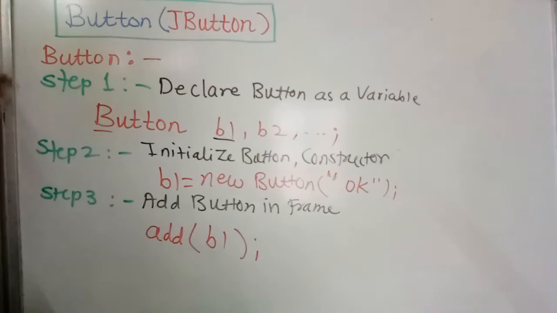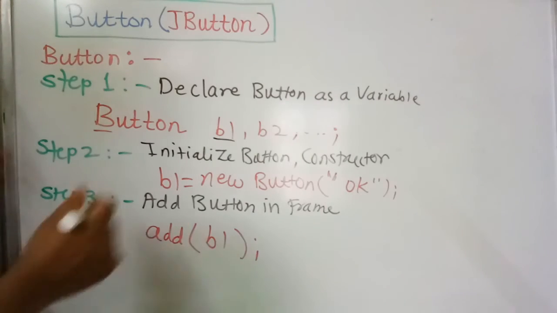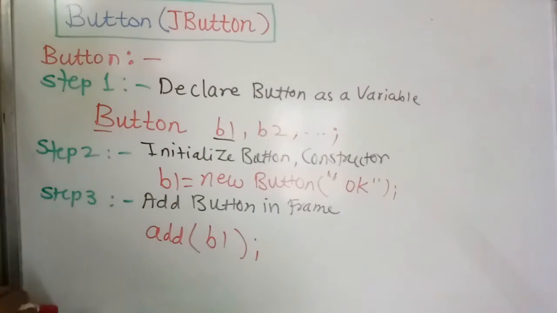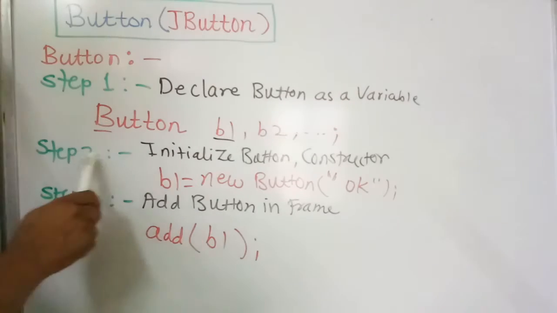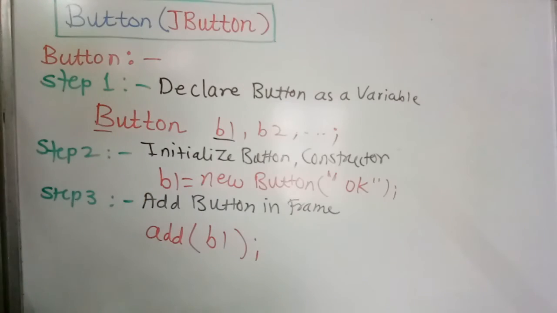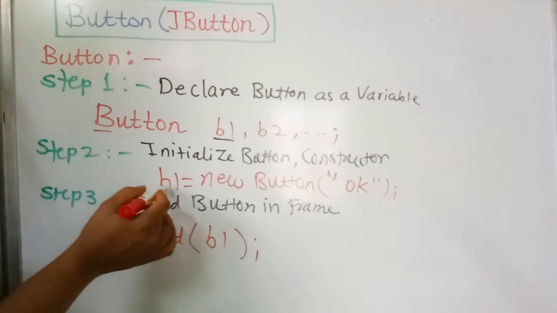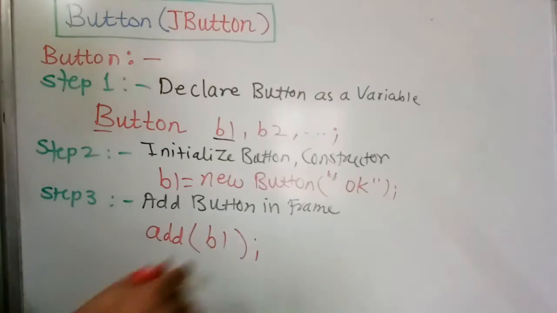So carefully see again the previous steps. In the first step, we created the button as a variable, Button B1 and so on, depending on our need. Then step 2 was the initialization of the button with the constructor. So we have created B1 equals new Button, and we have applied the name to that button.